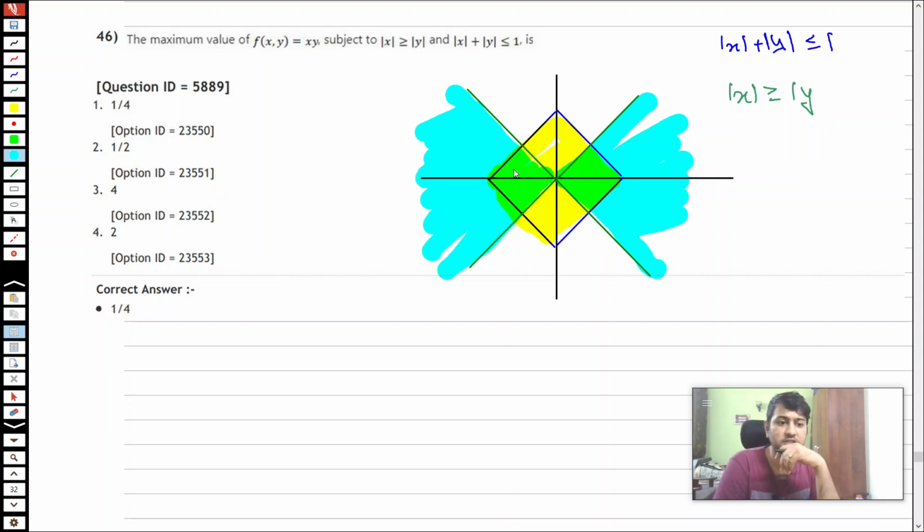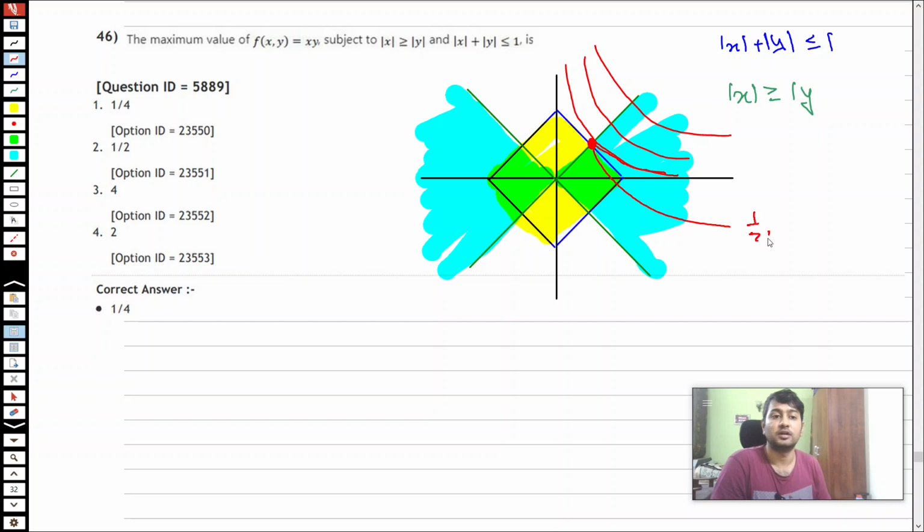So in this feasible region now I have to optimize my xy. If I look at my xy curves, they will basically look like this. And it will be tangent here. By symmetry it's going to be tangent here, and then it's going to fall down. So as you can see, if I want to maximize this particular thing in the green region, it's going to be at this point, and this point by symmetry is going to be half comma half. So this point is half comma half.